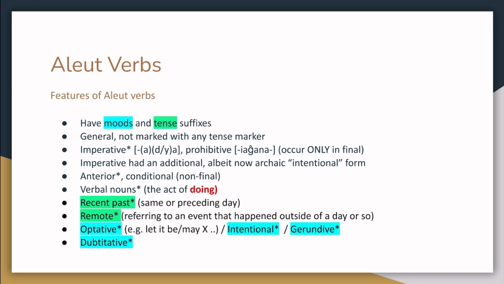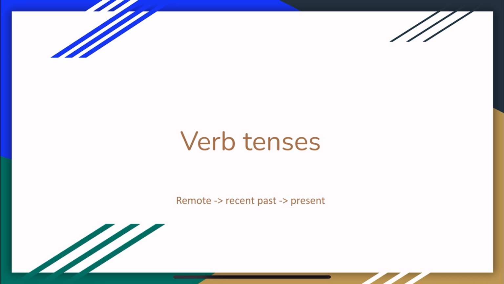And then you've got the recent past, you've got remote, you have optative, and then you have the intentional and gerundive, which I'll dive more into as we get to those sections. And then we have the dubitative, which does actually deal with doubt. And if you see that in the roots, you can tell that it has to do something with doubt. So let's go ahead and move on to verb tenses now.